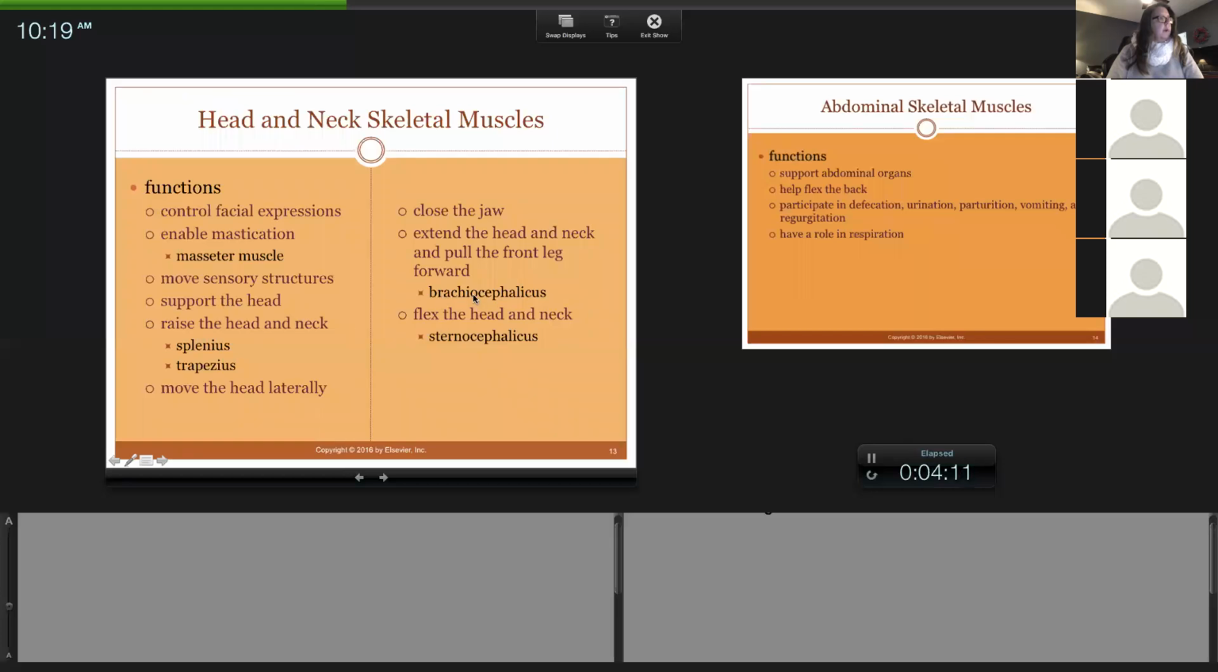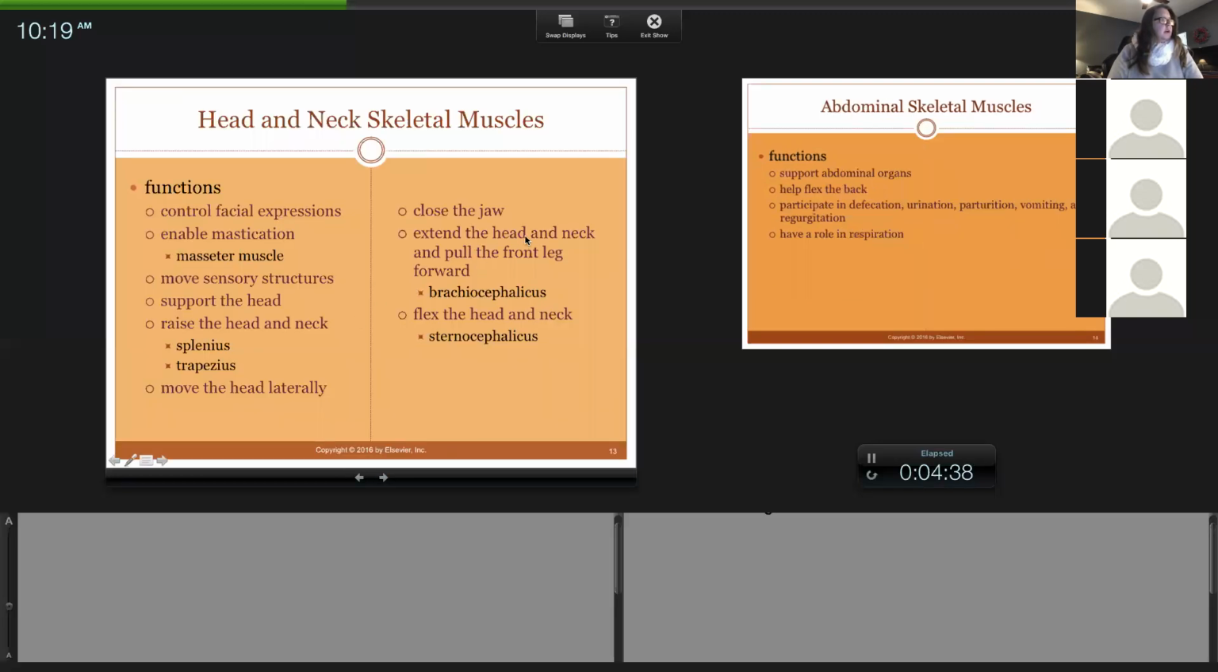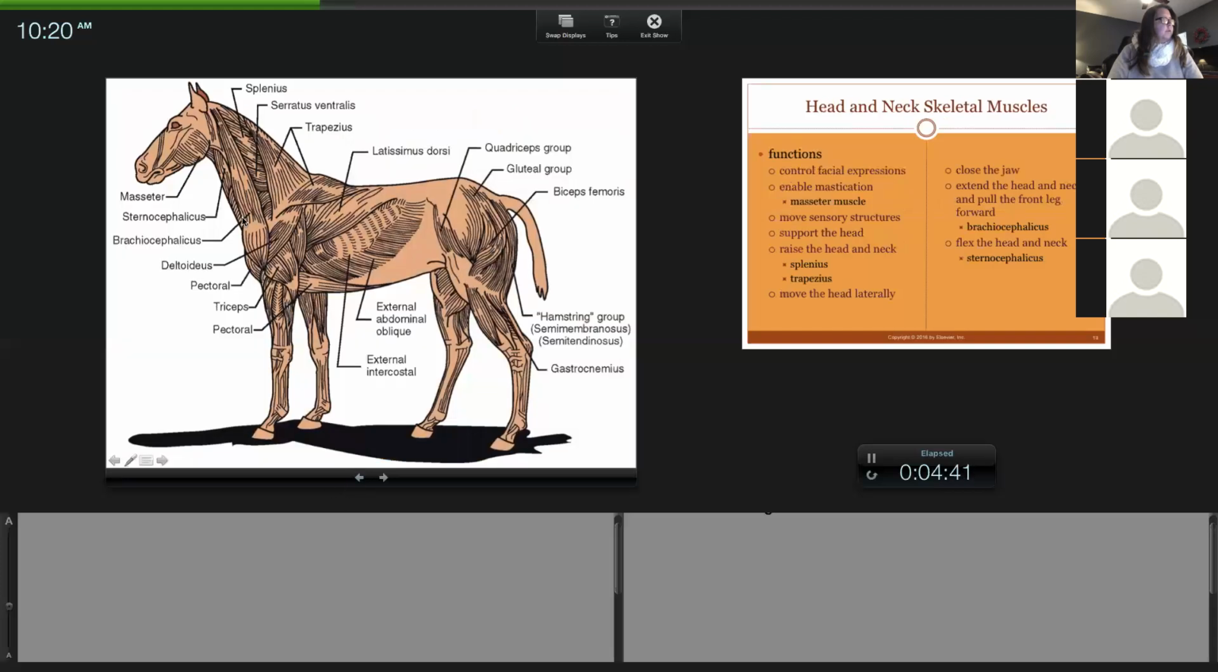If we're talking about brachiocephalicus, brachiocephalicus is named for origin and insertion. It's going to extend the head and neck and pull the front leg forward. So here's brachiocephalicus. Brachium, cephalicus, head. So you can see origin and insertion. But what we're talking about here is extend the head and neck and pull the leg forward. If you think about it, originating, insertion, and if it pulls, it's going to do this motion. It's kind of pulling it up, but it's also kind of pulling it forward.